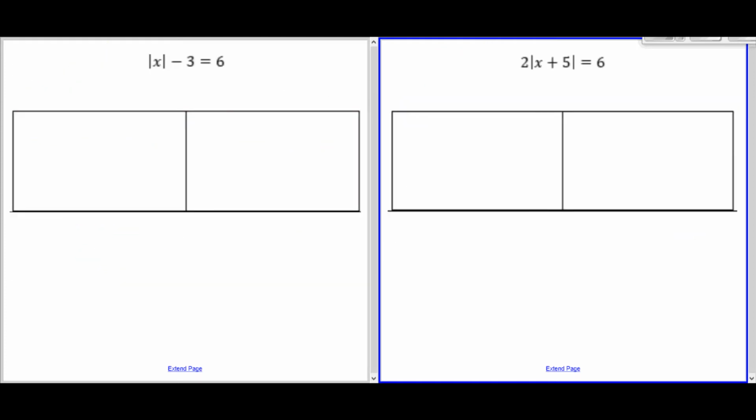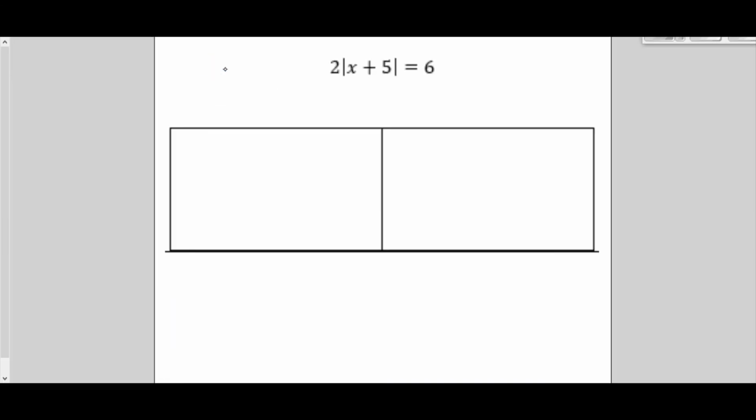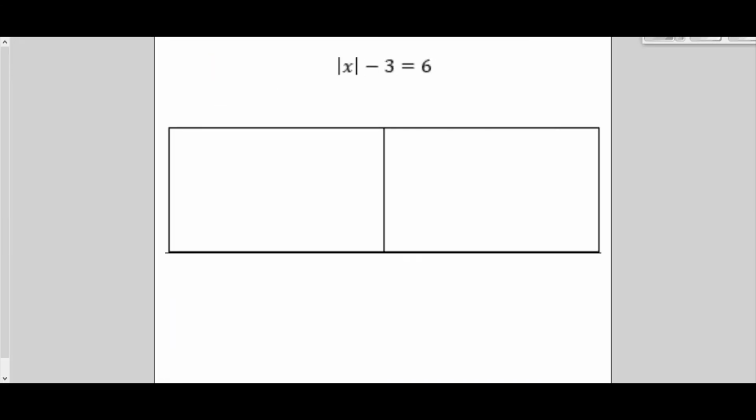So let's look at a couple more examples. The absolute value of x minus 3 equals 6. In this example, a little bit different than the first one, I have something on the same side of the absolute value, but it's not inside the absolute value sign, it's outside. So this negative 3 is outside, and you need to get rid of that first. To do that, you add 3 to both sides. You can draw your line. So this will be the absolute value of x equals 6 plus 3, which is 9.